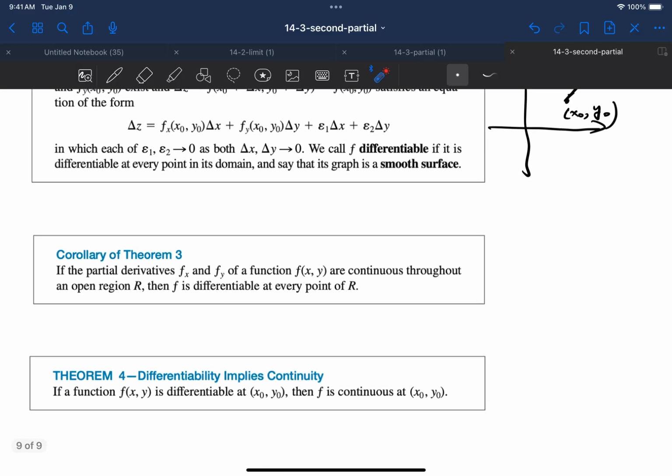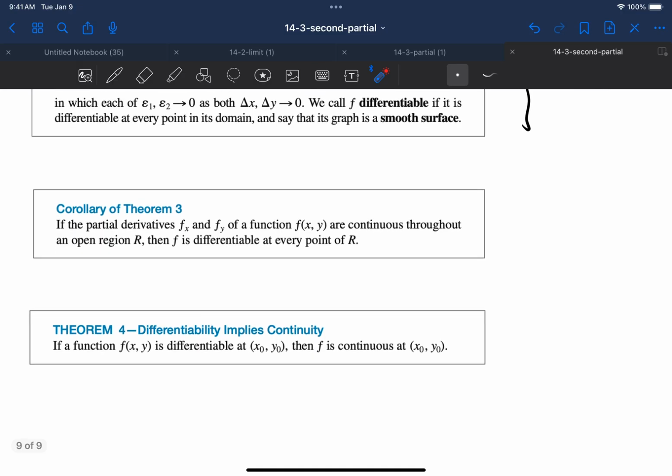And another one is, if the partial derivatives fx, fy are continuous throughout the open region R, then f is differentiable at every point of R. And the last one is a little bit important. Differentiability implies continuity. So if f is differentiable, then f is also continuous, but not the other direction. All right, we're going to stop here.